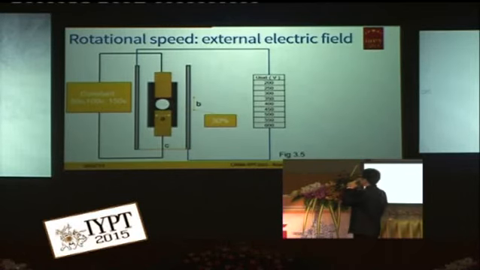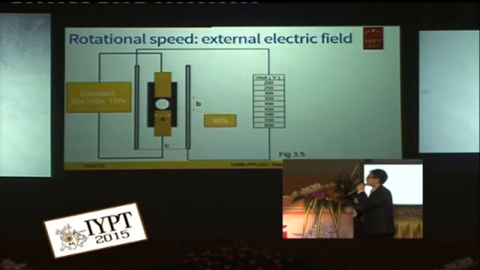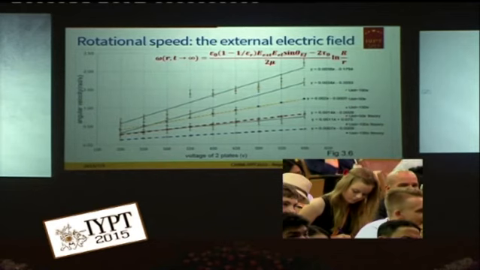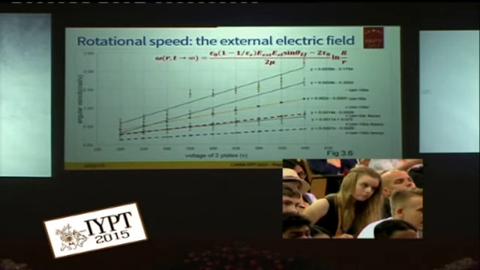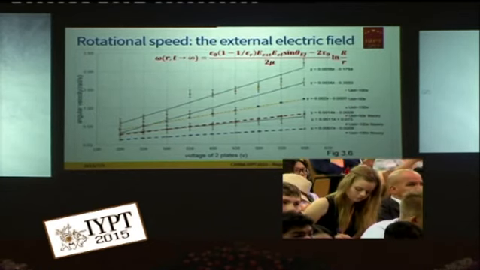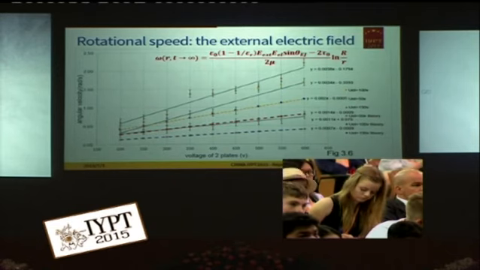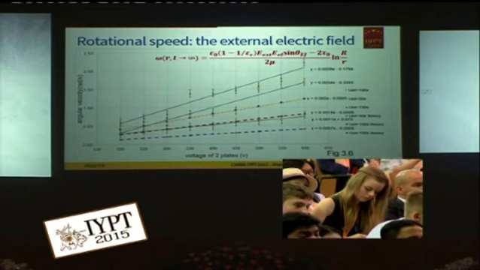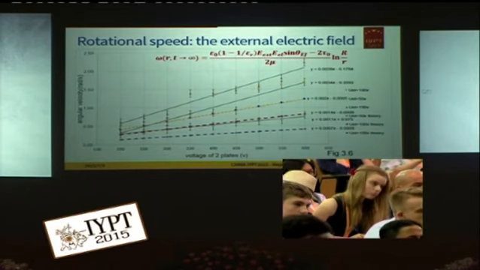And also the rotational speed. We first tested the external electric field, which means we set the electrolysis voltage as constant and we elevate the external electric field. And here's the figure. We can see the higher the external electric field, the faster it rotates. And also, the higher the internal electric field, the steeper the slope you can see here.